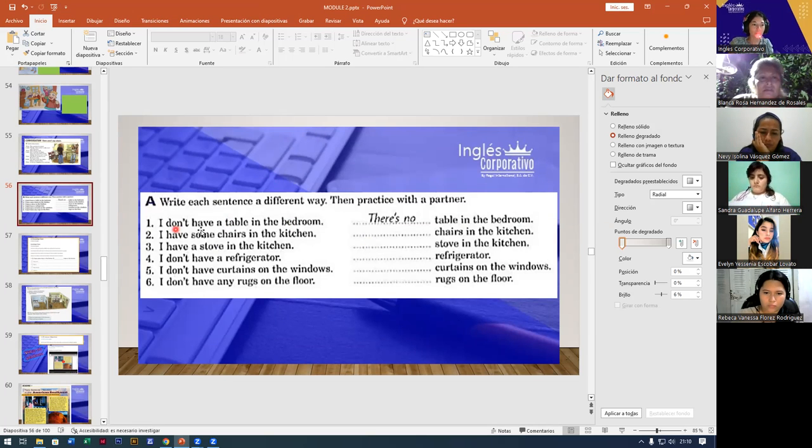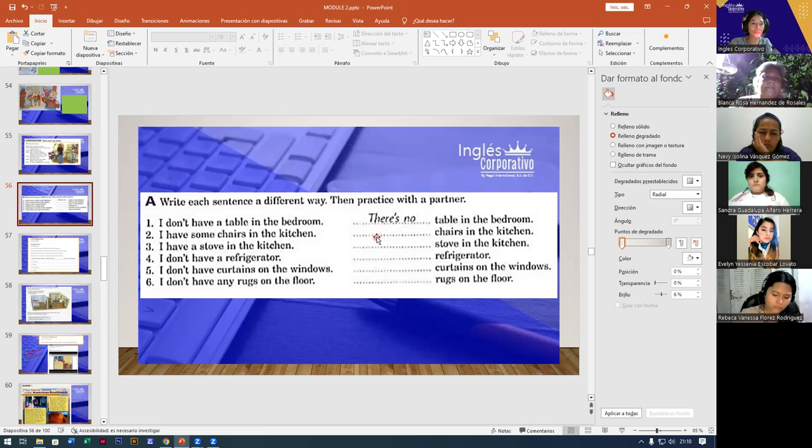I don't have a table in the bedroom. Mm-hmm. Or? There's no table in the bedroom. Really good job. Thank you. That's nice. What about number two?